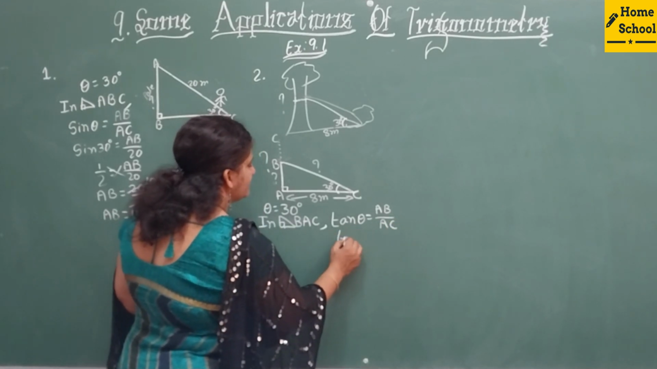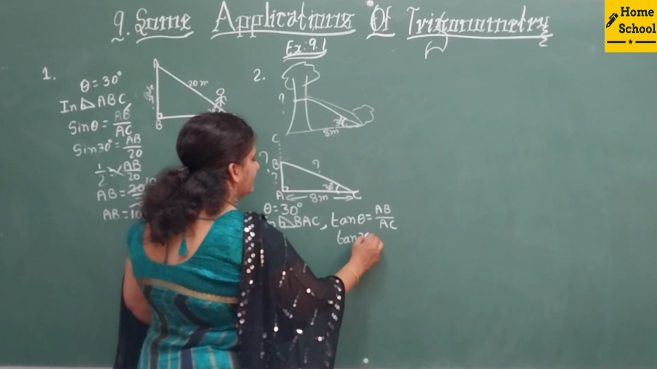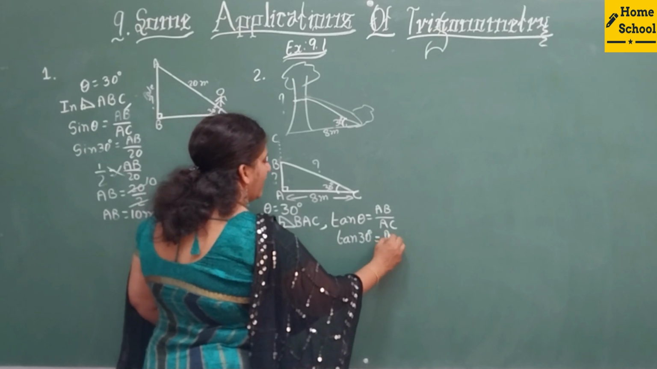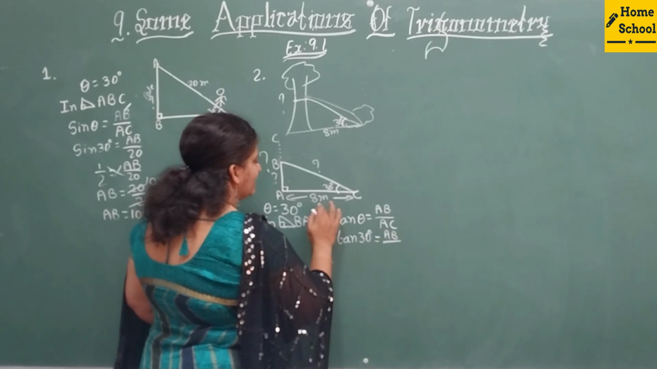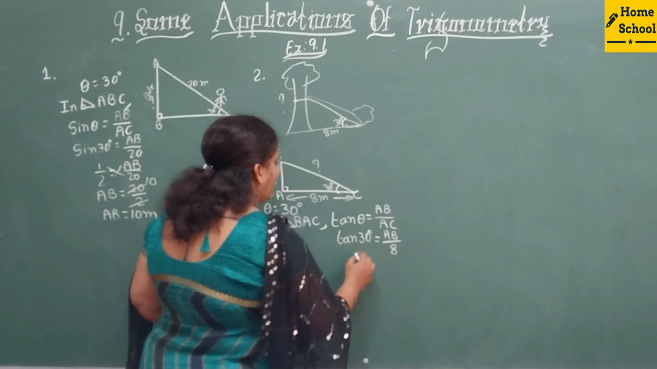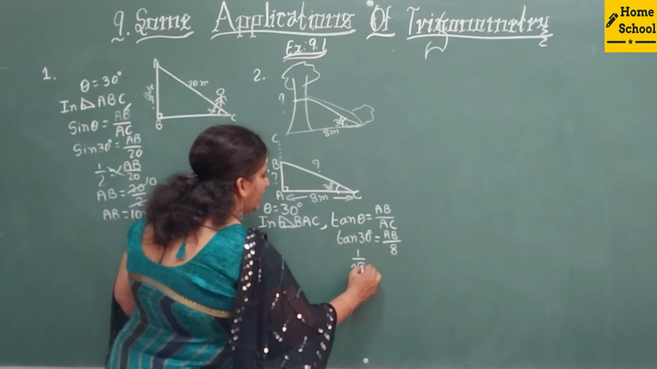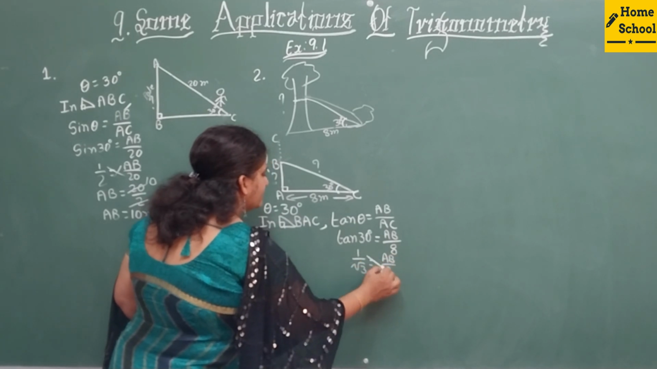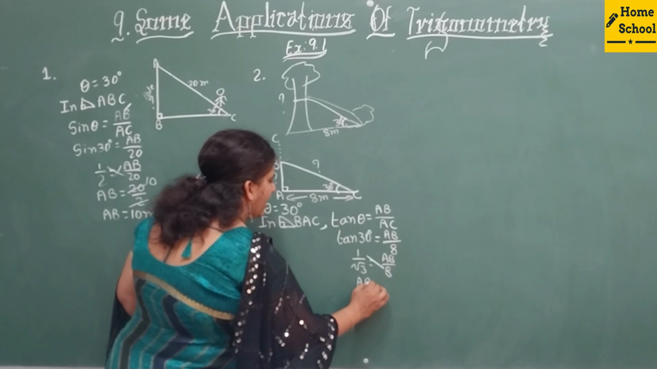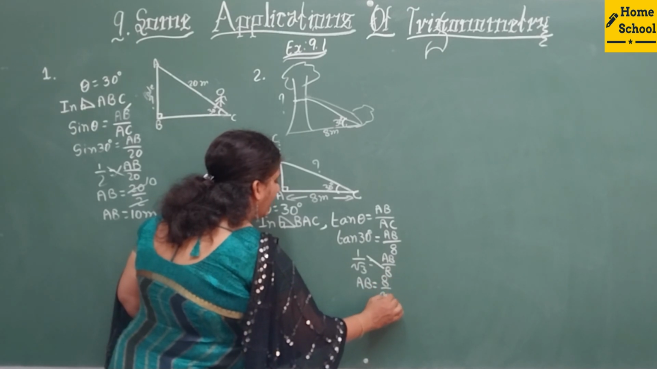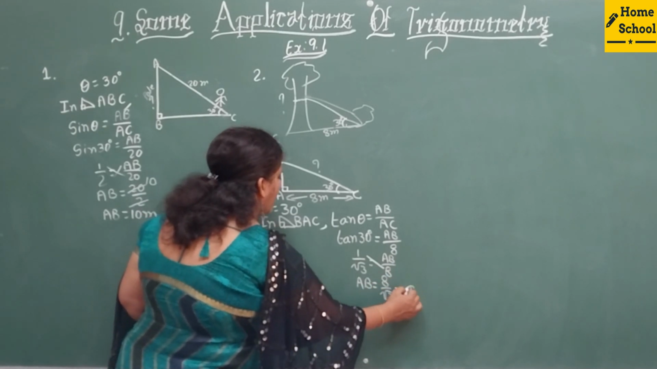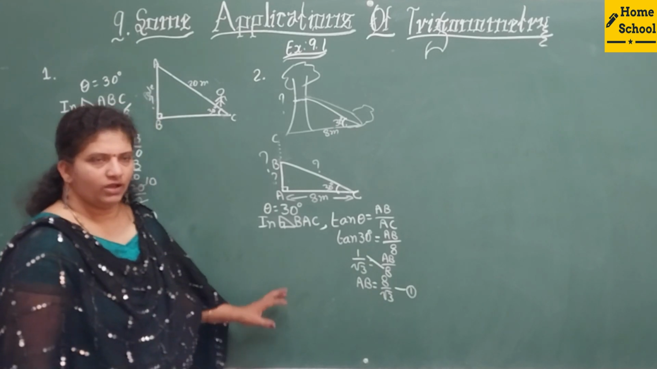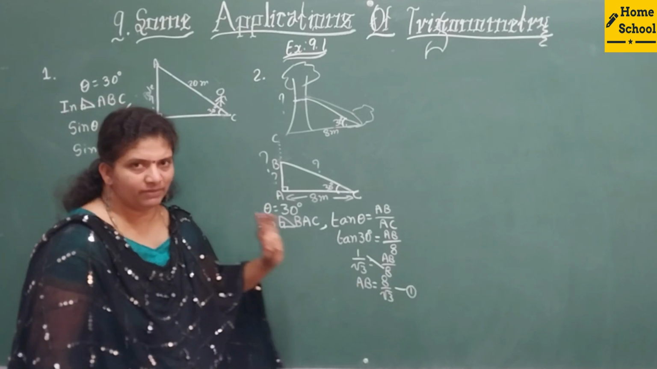Tan theta value is 30 degree. Tan 30 degree is equal to AB, we don't know, right? AB by AC, value is 8. Tan 30 value is 1 by root 3, equal to AB by 8. Now send this 8 this side. AB is equal to 8 by root 3. Mark it first equation. Okay, now I got AB as 8 by root 3.